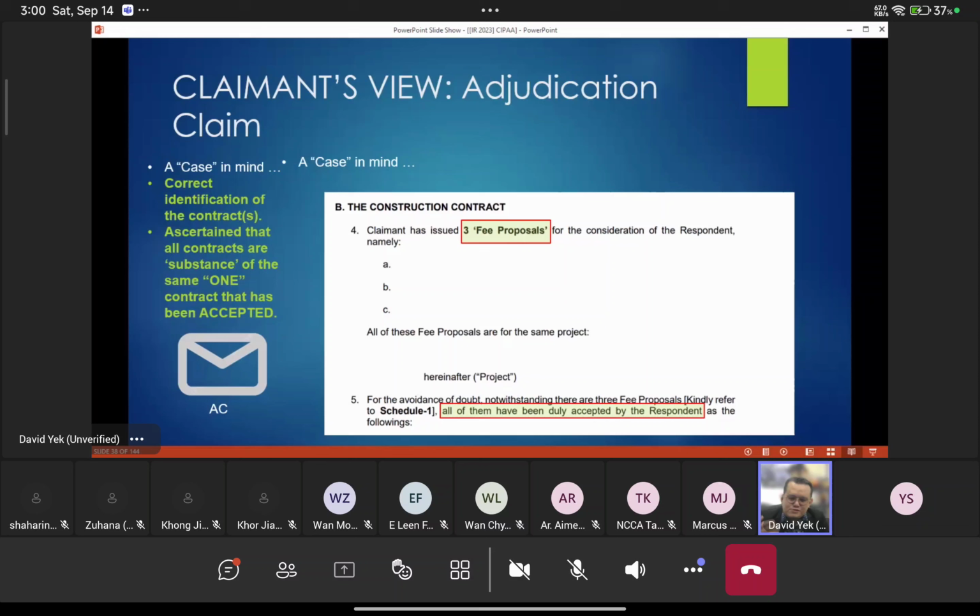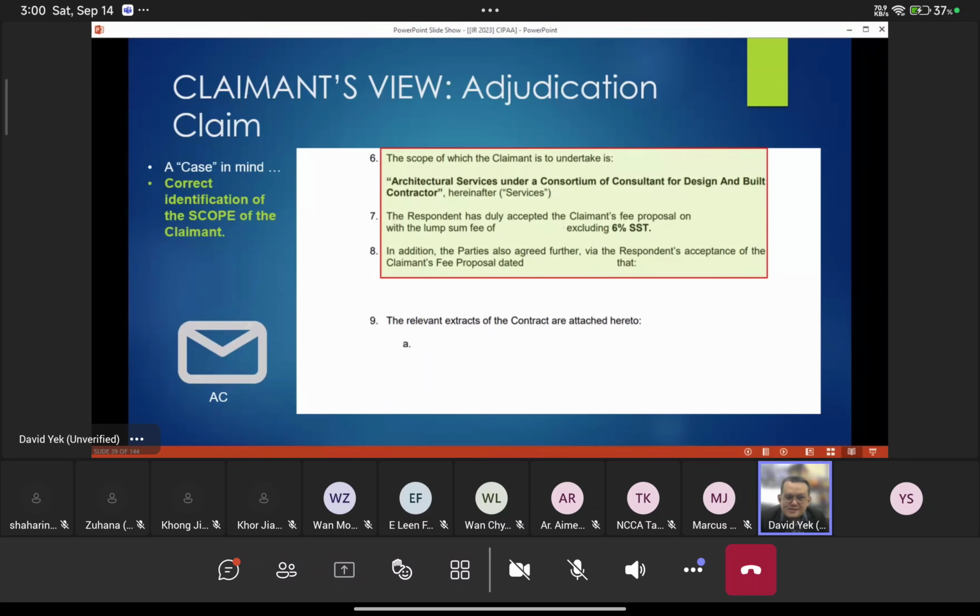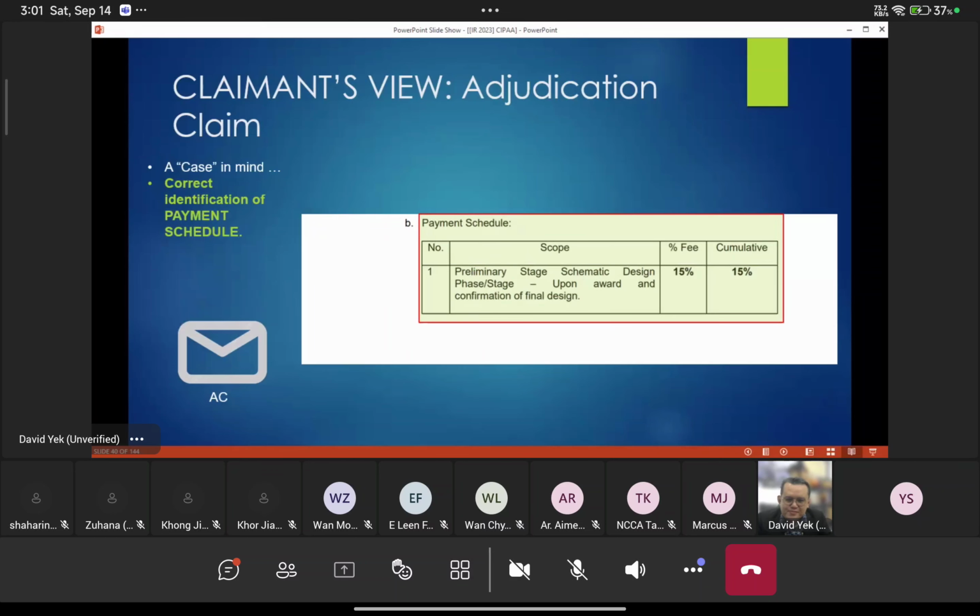And all these things have to be proven to have been properly accepted by the respondent. With a contract, there's something called offer and acceptance, right? So you have to demonstrate that this contract has been duly accepted. Then in this case, it's the Architecture Services Consortium. At the time, it consisted of the 6% SSD and all these things. And then you also have to give the relevant extract of the contract.